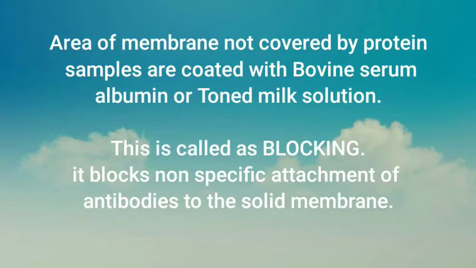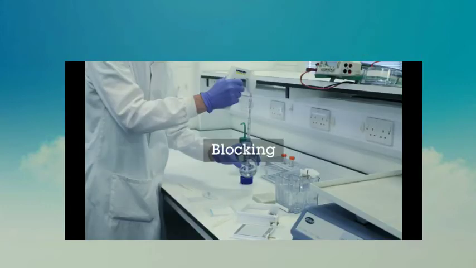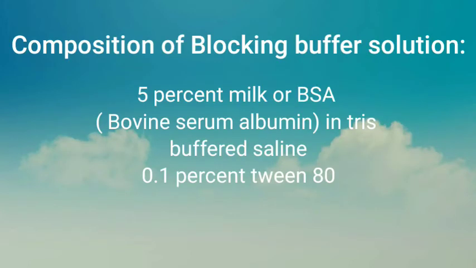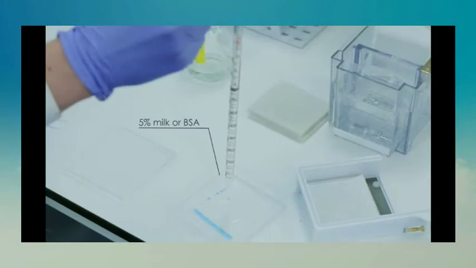The area of the membrane not covered by the protein sample is coated with BSA, bovine serum albumin, or skimmed milk. This is called blocking. Blocking prevents unwanted antibody attachment to the empty spaces on the membrane. This is the composition of the blocking buffer solution. The blocking solution is poured onto the membrane.